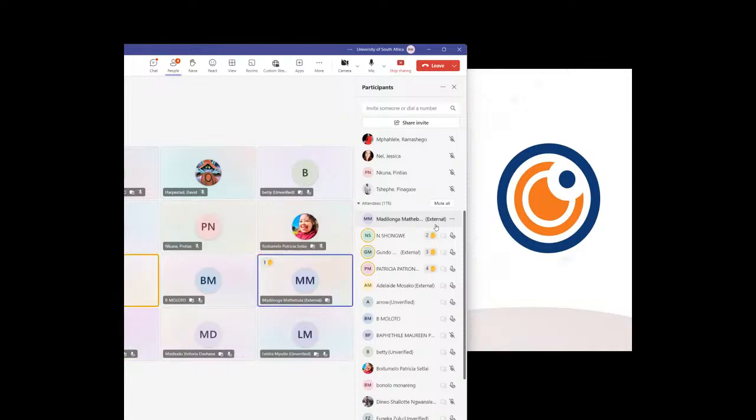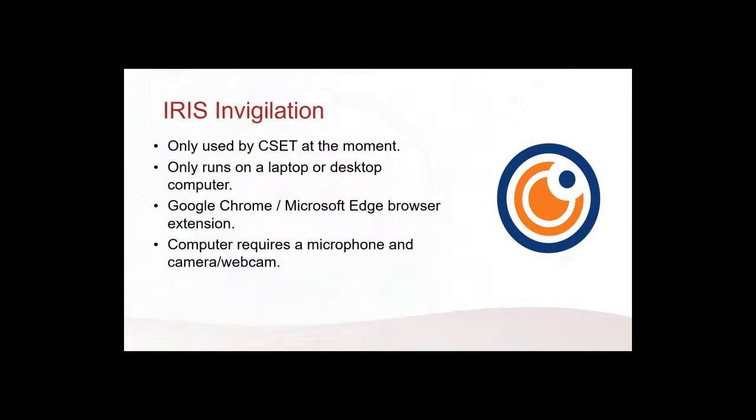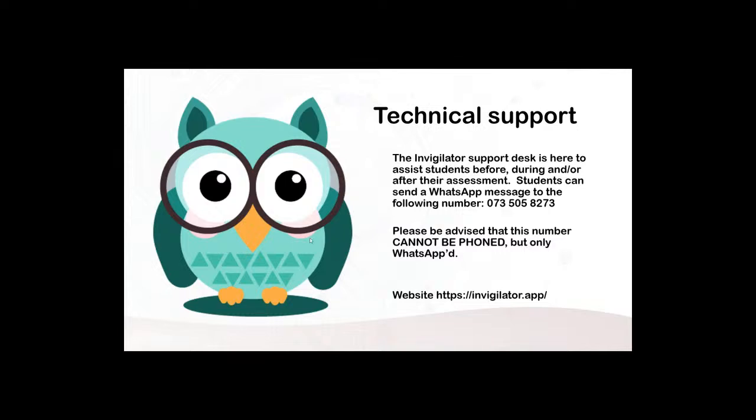Good afternoon. I just want to ask, because I tried to log in to the Invigilator app. It says there's something wrong with your email, contact the university. In that case, if you're sure that you're going to be using the Invigilator app, WhatsApp this number 073 505 8273.